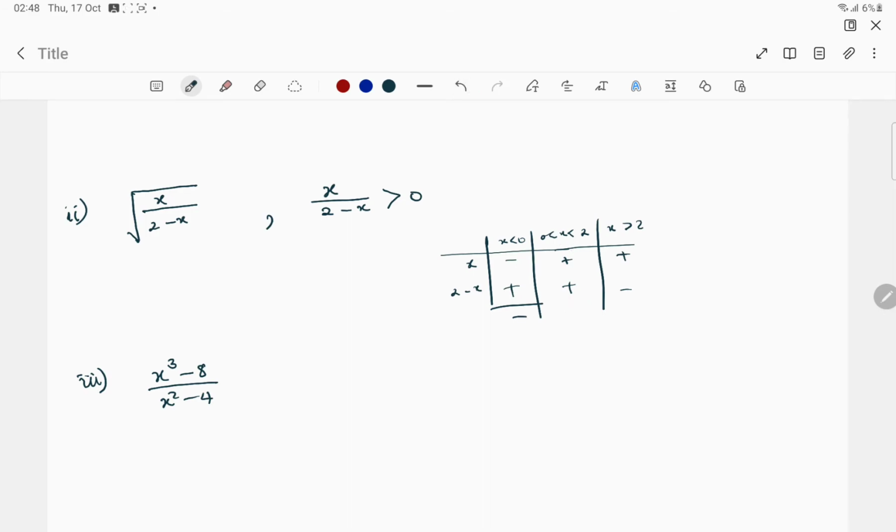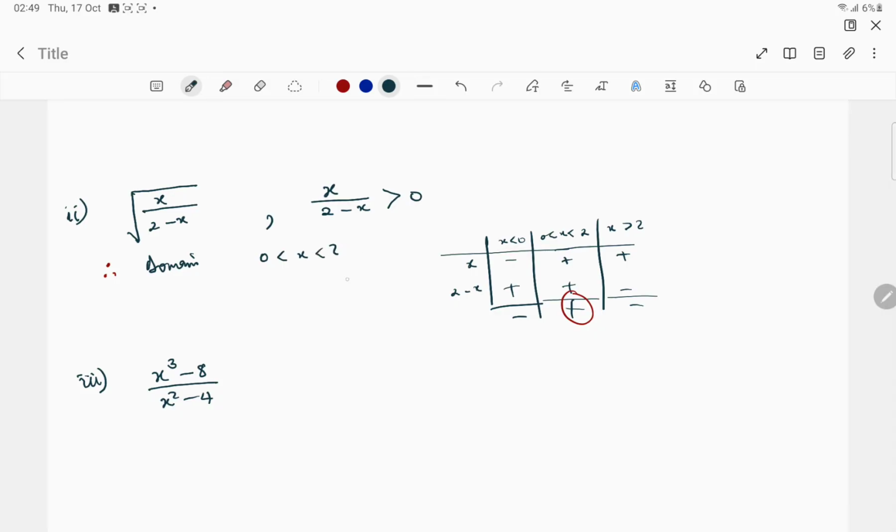Then for 0 to 2, we have a positive outcome. And from x greater than 2, we have a negative outcome. Therefore, the region which we want is this one. So we know that for this, our domain is actually 0 is less than x, which is less than 2.